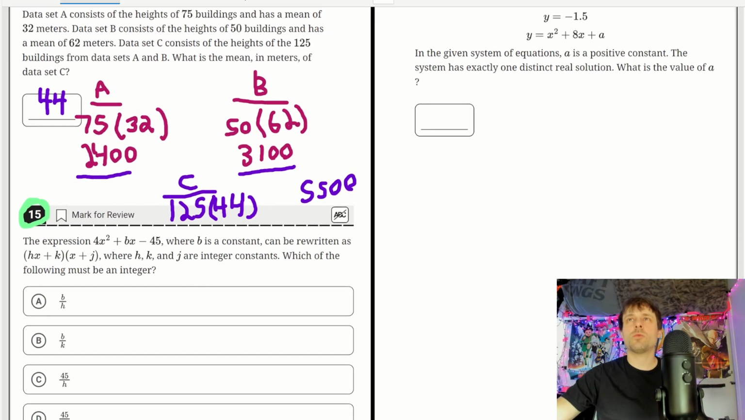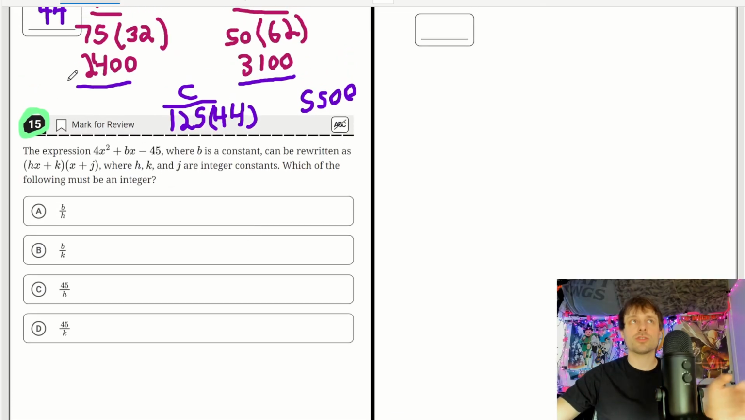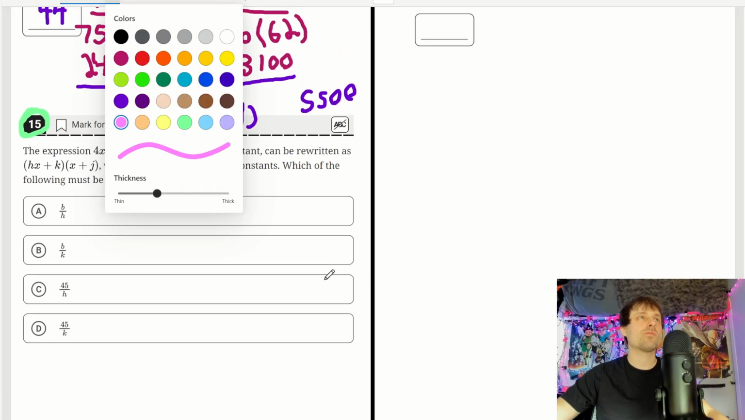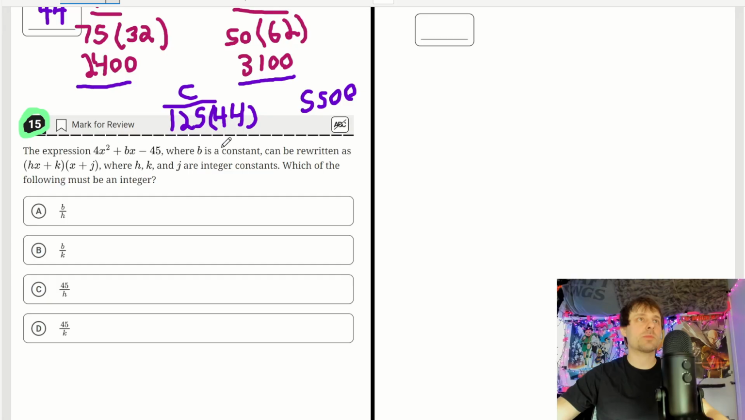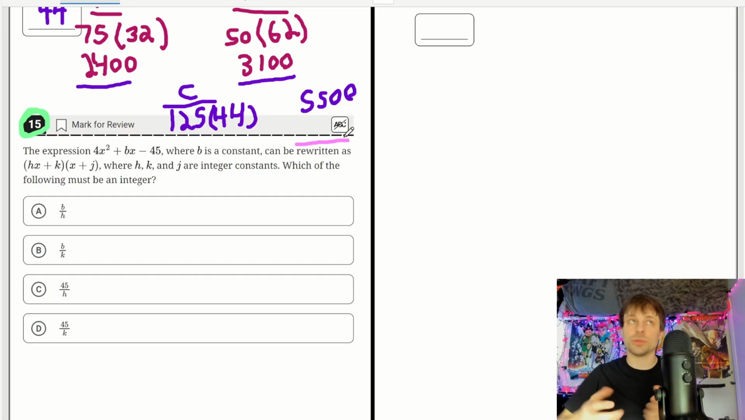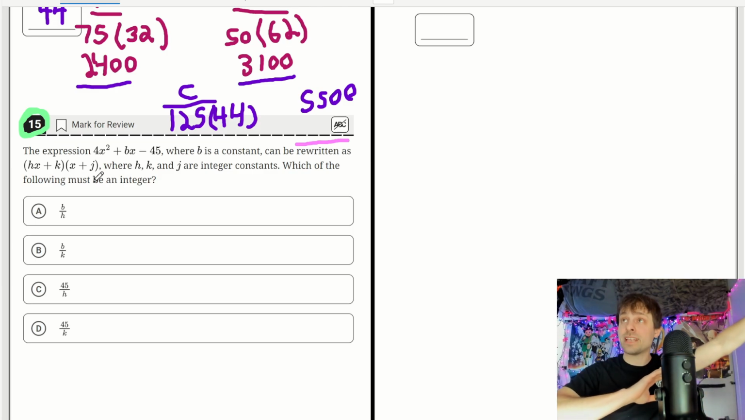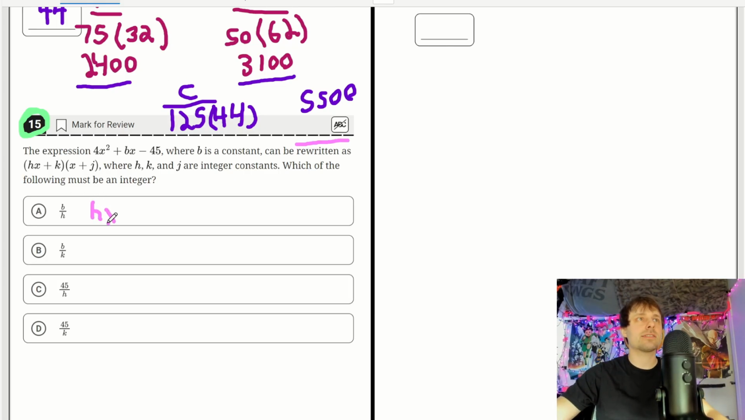Looking down at number 15, this one's always an interesting one, but we want to try to follow some of the rules that we've used. So I see we have this expression can be rewritten as, that's a classic, rewritten as just means equal to a parenthesis form. As soon as I see a parenthesis form, the other form was standard form. We want to distribute the parenthesis form so I can set my coefficients equal. So let's start. We got hx squared plus hjx plus kx plus kj.